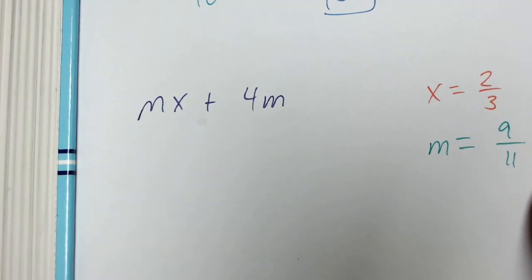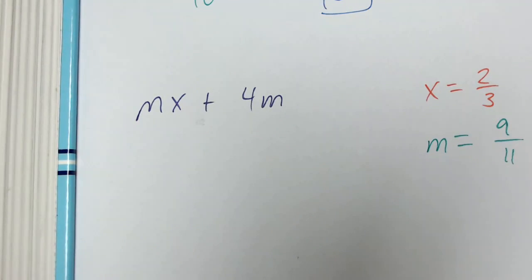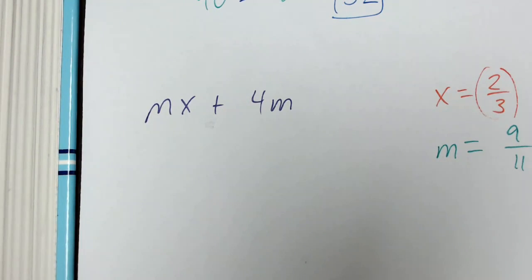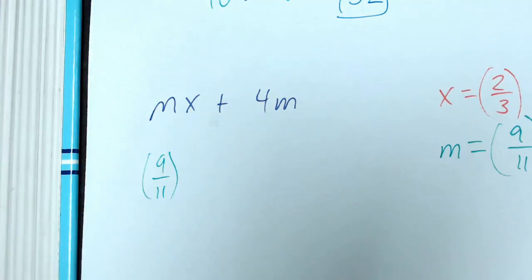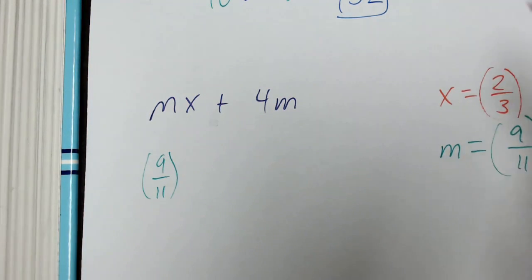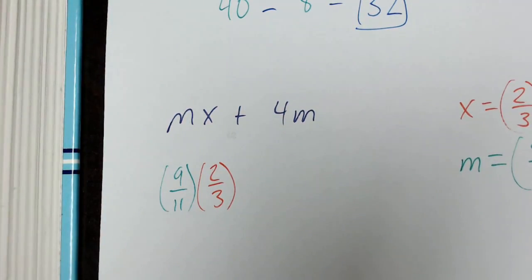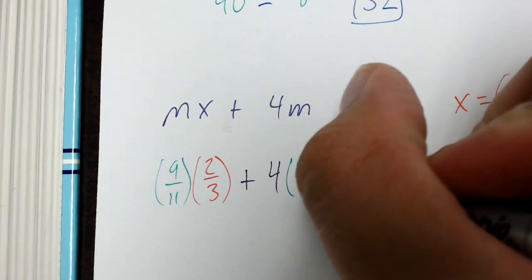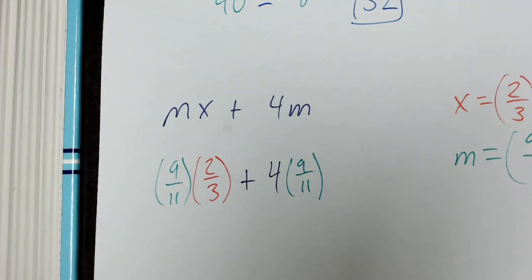Last example. What happens if they give me letters and then fractions and then a whole number? Cool thing is the whole number doesn't change. The 4 is going to stay the same. So that's pretty simple. Now the x, even though it's a fraction, still follows the same rules. Same thing with the m. So instead of writing m, I'm going to write 9/11ths. Instead of writing x, I'm going to write 2/3, which is the value for x. Then I copy the plus sign. I copy the number 4 because it doesn't change. And then I plug in 9/11ths for m again.